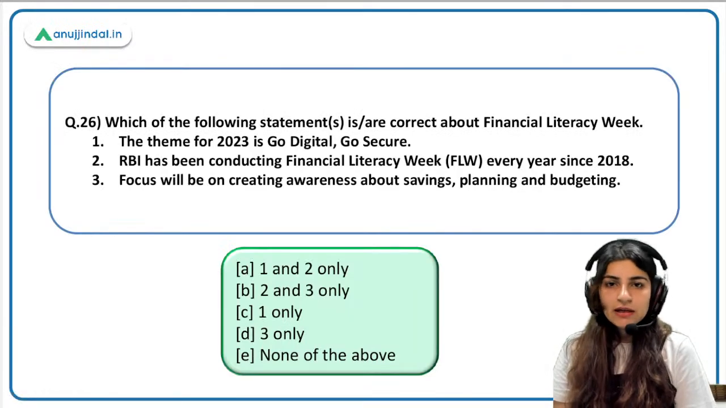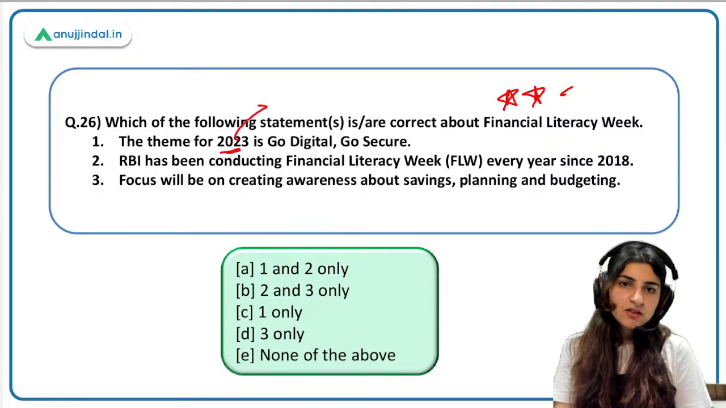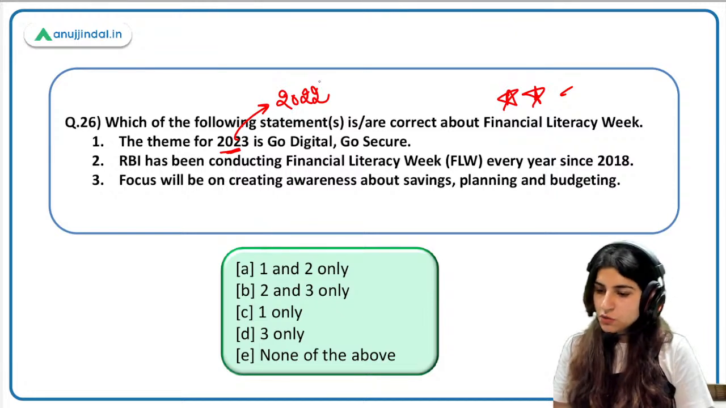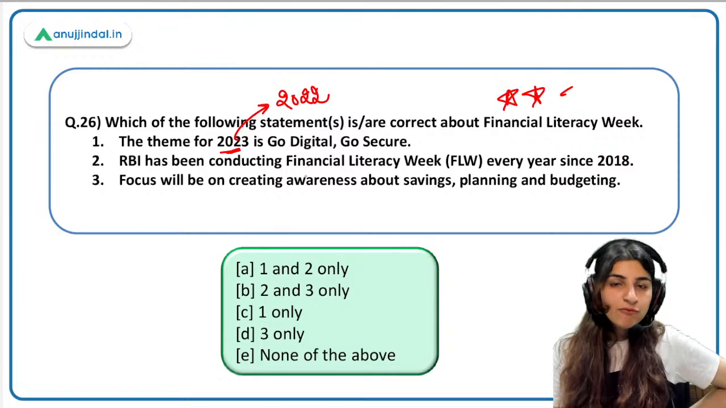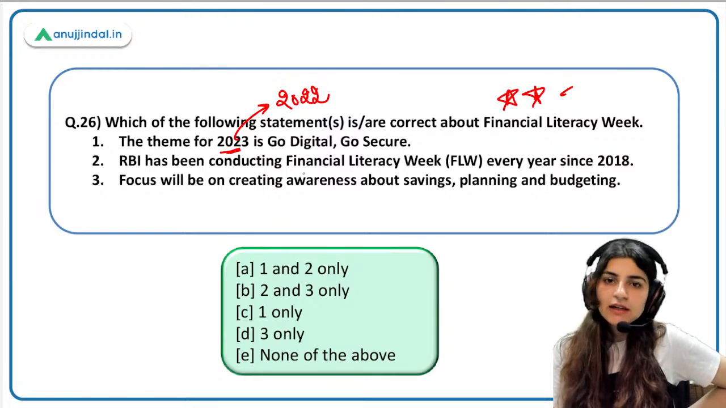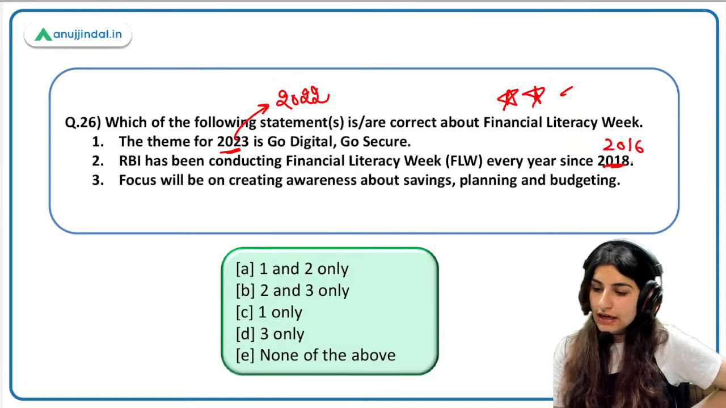Which of the following statement is correct about Financial Literacy Week? बहुत important है for your exam, Financial Literacy Week. The theme for 2023 is Go Digital, Go Secure. This is incorrect. This was the theme for 2022. Okay, so this was the theme for 2022. Then, RBI has been conducting Financial Literacy Week every year since 2018. No, it is since 2016, not 2018.